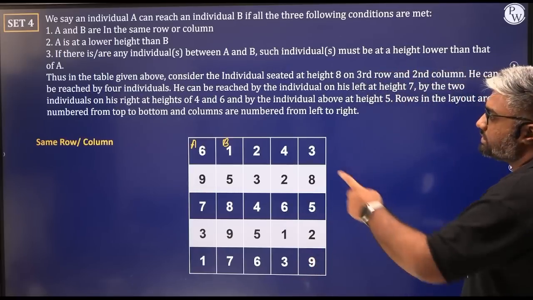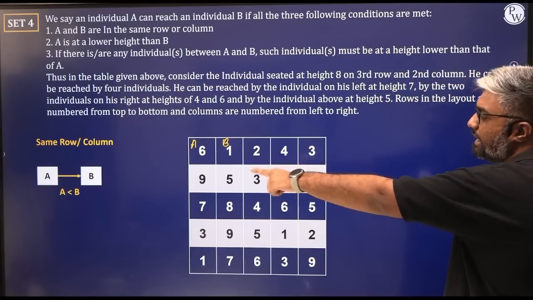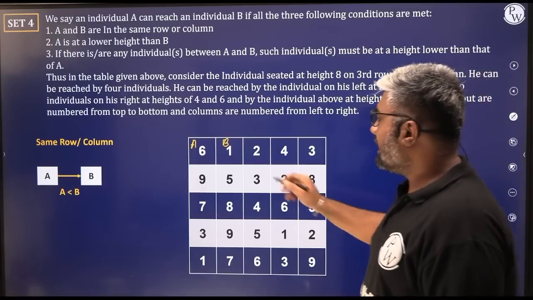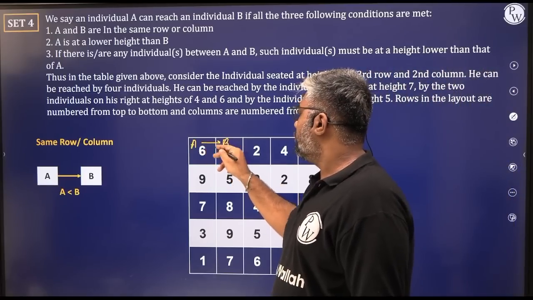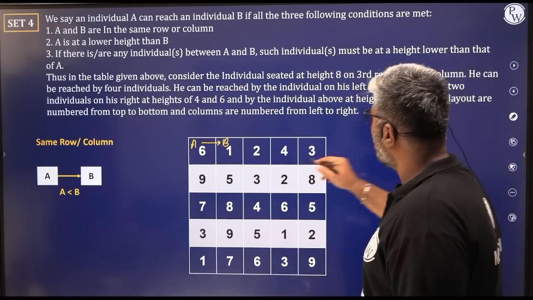So first condition was same row, same column. The next condition is A to B में A should be less than B, right? क्या A से B यहाँ पे पहुंच पाएगा? No. क्यों? A is greater than B. That cannot happen. But can we do the other way around?